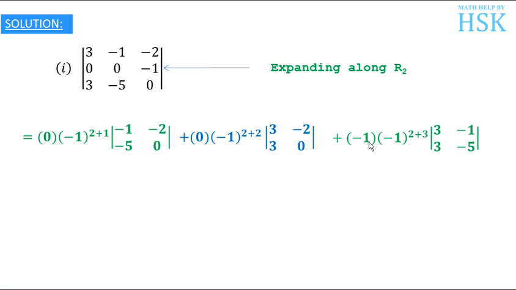Okay, plus minus 1 times, that is the third element of the second row, into minus 1 to the power of 2 plus 3, because this is located in second row and third column, into the determinant obtained by removing the second row and the third column, that is 3 minus 1, 3 minus 5.